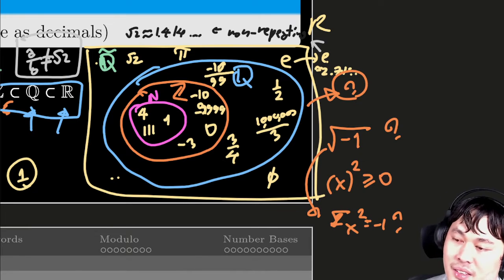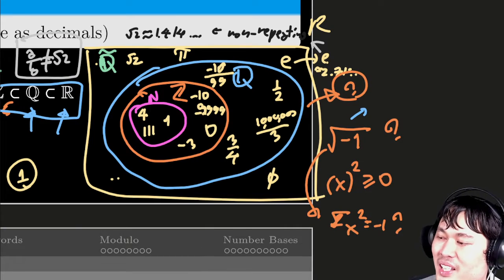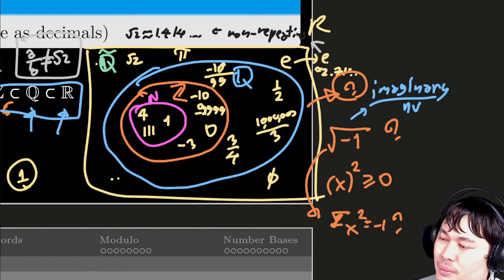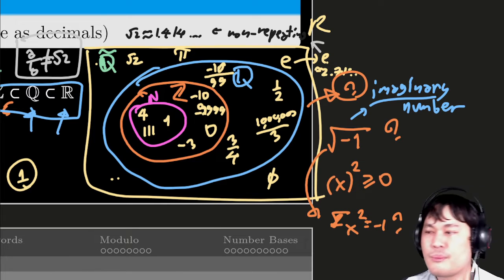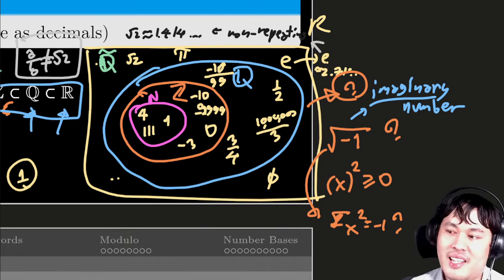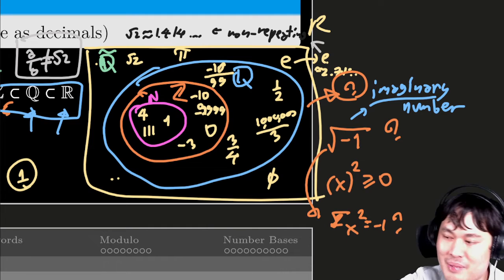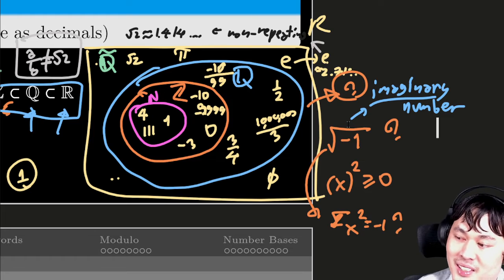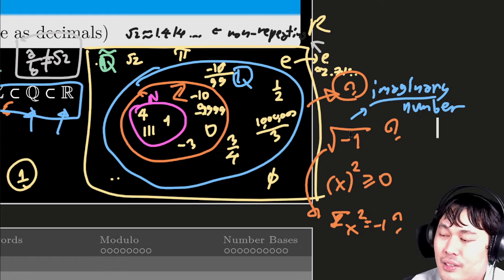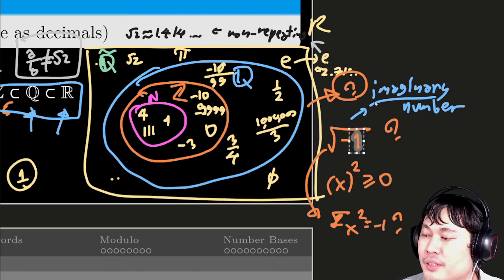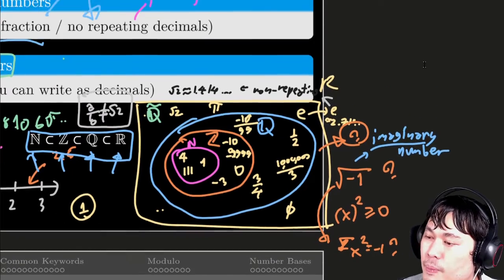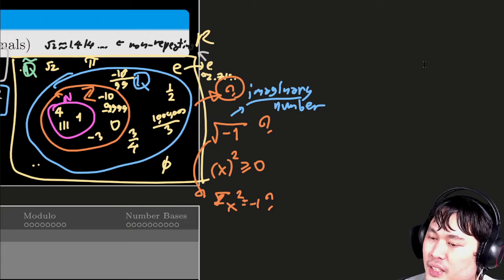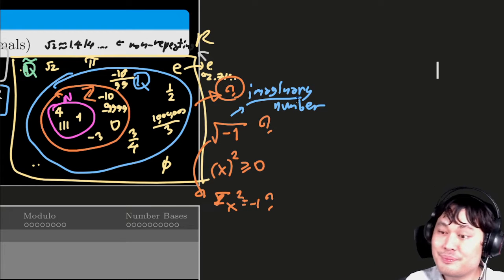And since it's not real, we call it an imaginary number. Which again, I could teach you a whole semester all about this number, but it's good enough to know that it exists. So that's one way to invent or create new numbers outside the real numbers.